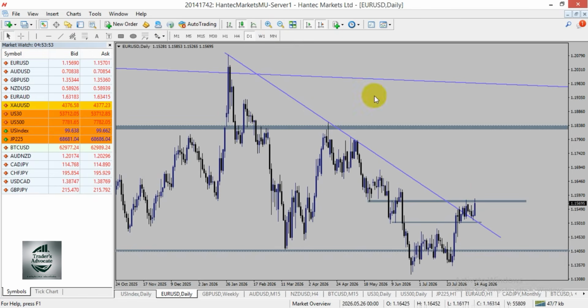So if we break above here, pull back for a retest, wait for a bounce here. You guys know how I trade. I'll go to the 4 hour time frame, draw my counter trend line, and once it breaks my counter trend line, I'll start buying all the way up here.